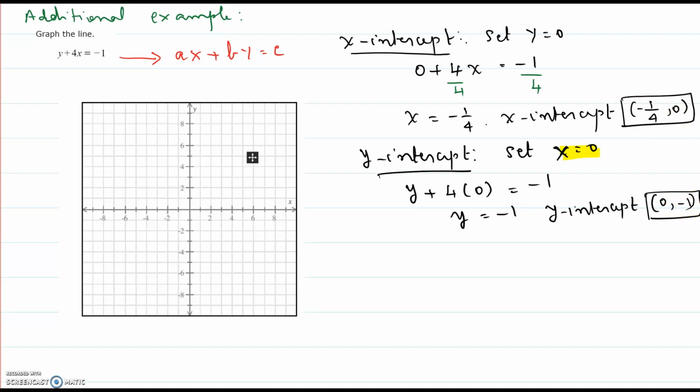So we will plot these 2 points on the graph. Being a very small quantity, it's going to be 1/4 on the left, negative side of the x-axis. So it's 1/4 somewhere here, so it is (-1/4, 0). And the other point is (0, -1), that is on the y-axis. So we are going to connect these 2 points. It should be a straight line joining these 2 points. Hope this video helps.